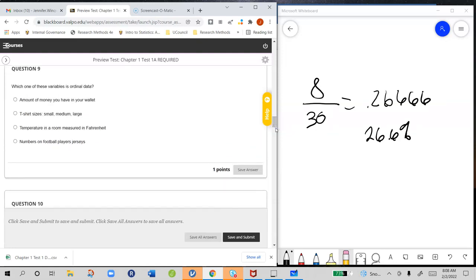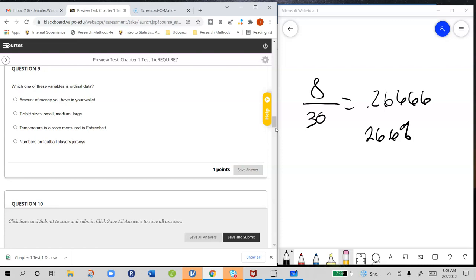Right. Next, question 9 asks you which of the following variables is ordinal. So let's start with the amount of money you have in your wallet. In this case, amount of money you have in a wallet would be interval ratio, right? Because the distance between categories is equivalent. So if I'm talking about $1 versus $2, the distance between $1 and $2 is exactly $1. The $1 always means $1. Or if you're thinking about pennies, 1 penny always means 1 penny. The distance between those categories is always equivalent.